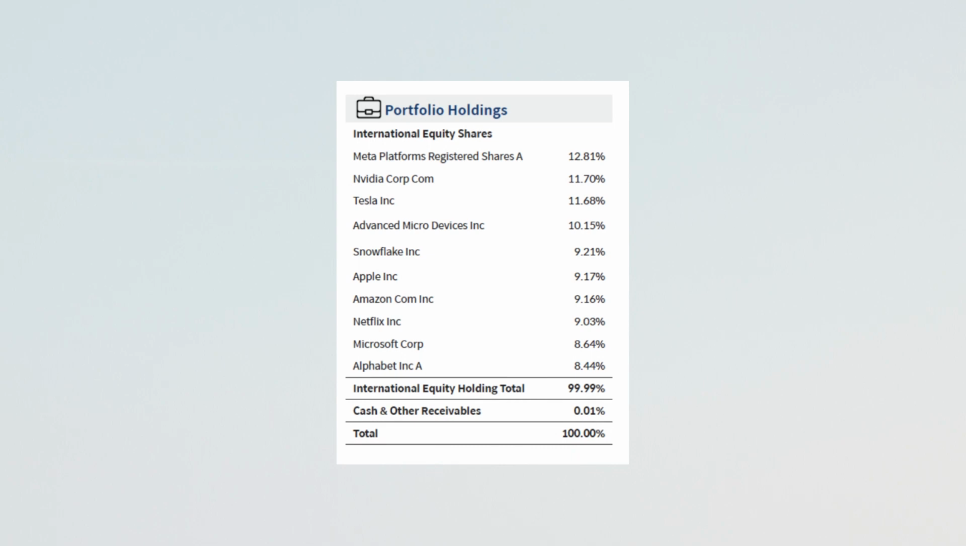Okay. And there's one more company called Snowflake. Snowflake is a pure data-related company. Okay.